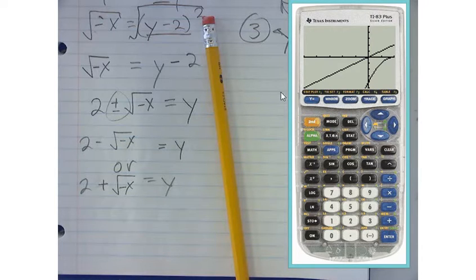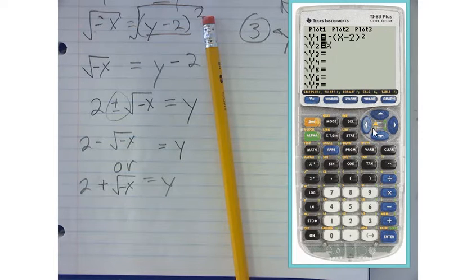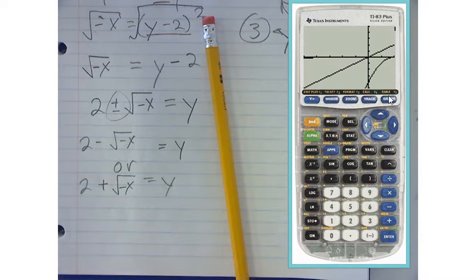Well, let's just plug one in. I guess we could speculate, and I'm sure there's a good reason, but let's just try the first one and see what we get. So if I do 2 minus the square root of negative x, let's graph it and see what that does. Hey, that looks pretty good.